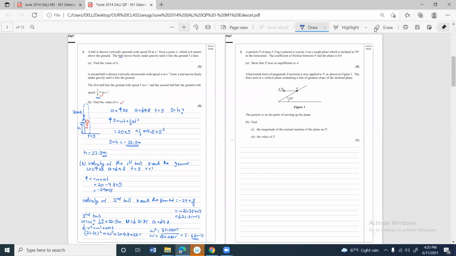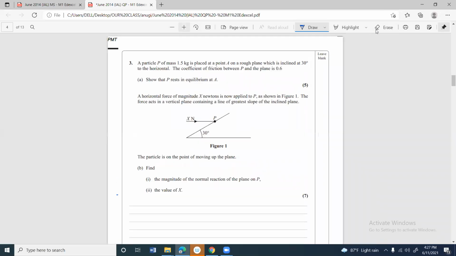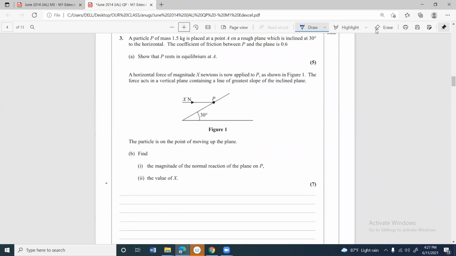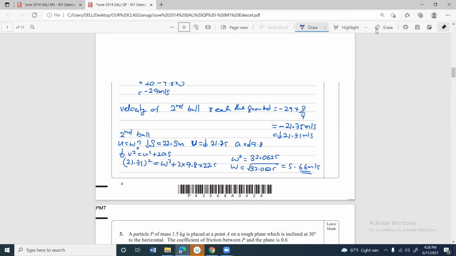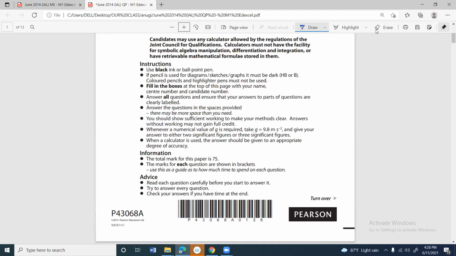It's a way of understanding the situation. So when you start this question, you start in this way. A particle P of mass 1.5 kg is placed. As soon as you get it, you can mark the weight. In this case, you need to see whether the g value is 9.8. If you are in doubt, at the beginning of the instruction sheet you can see this figure.